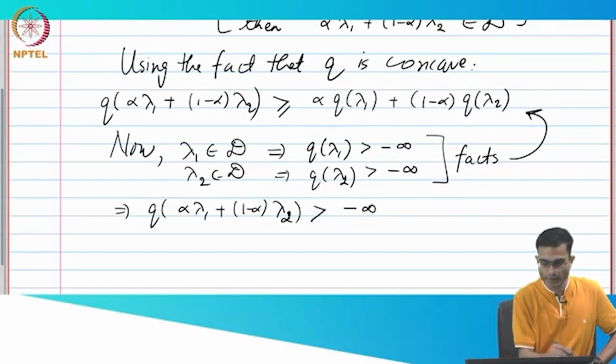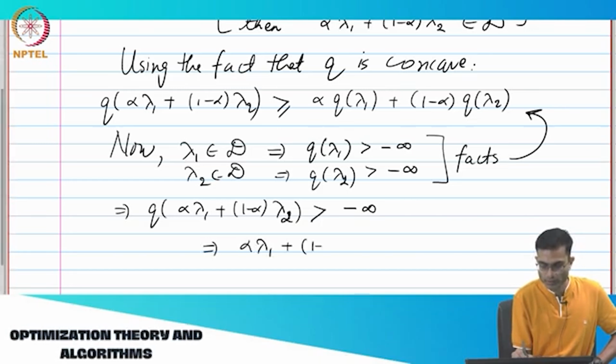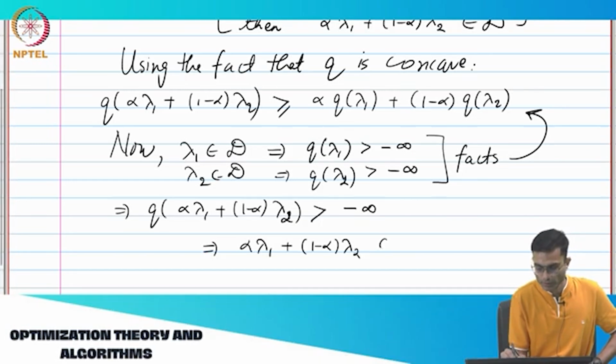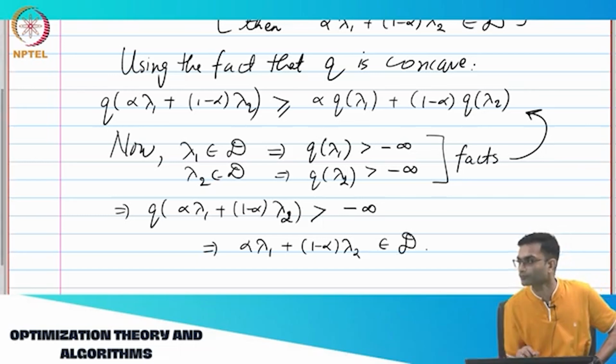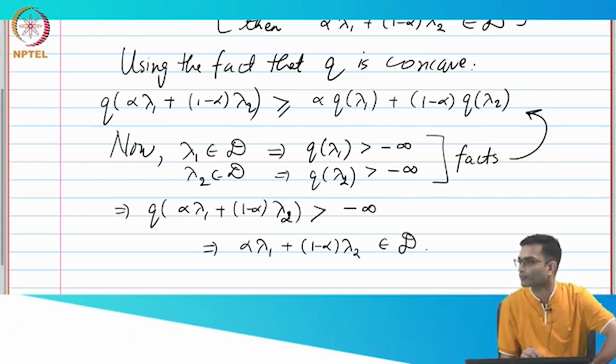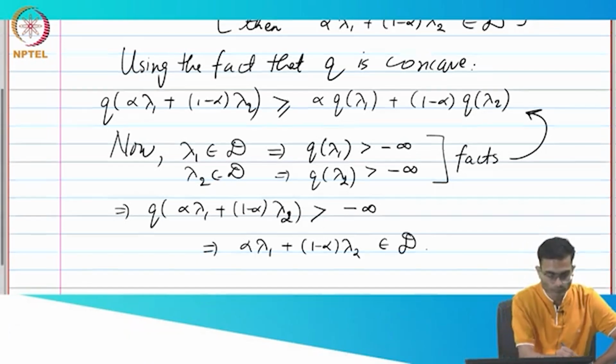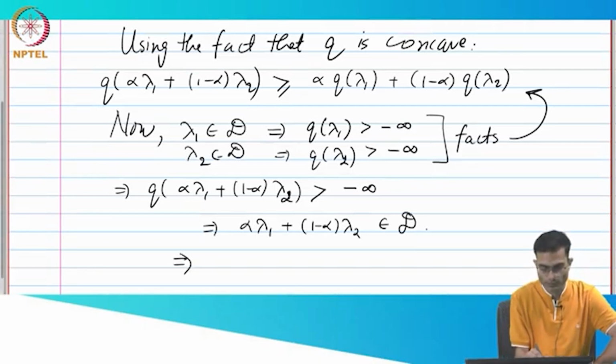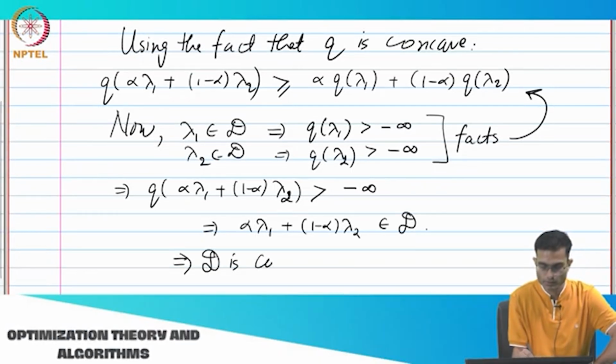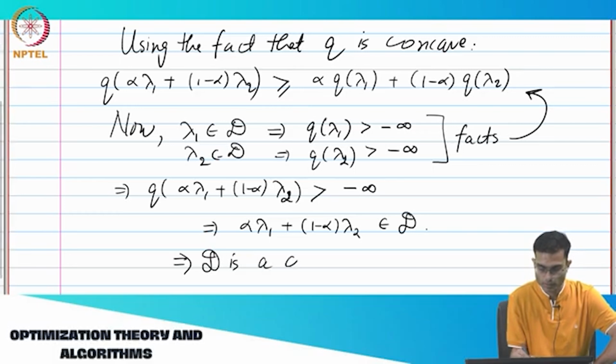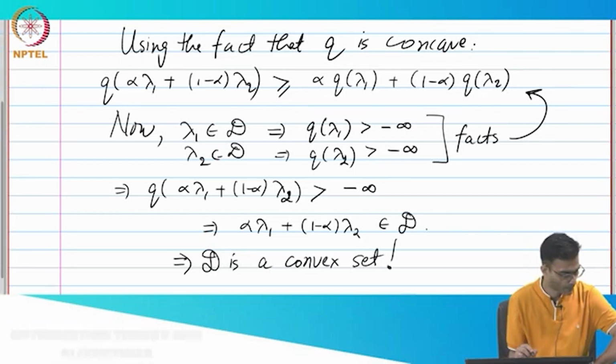And this is all that I need to say that the convex combination alpha lambda 1 plus 1 minus alpha lambda 2, therefore this also belongs to D. Right? So therefore D is a convex set.